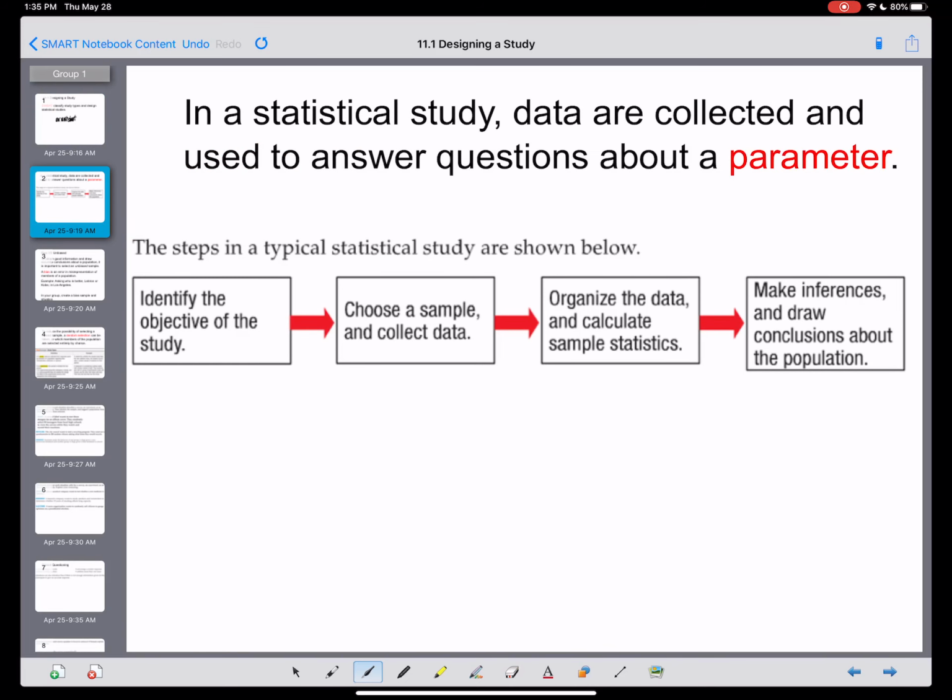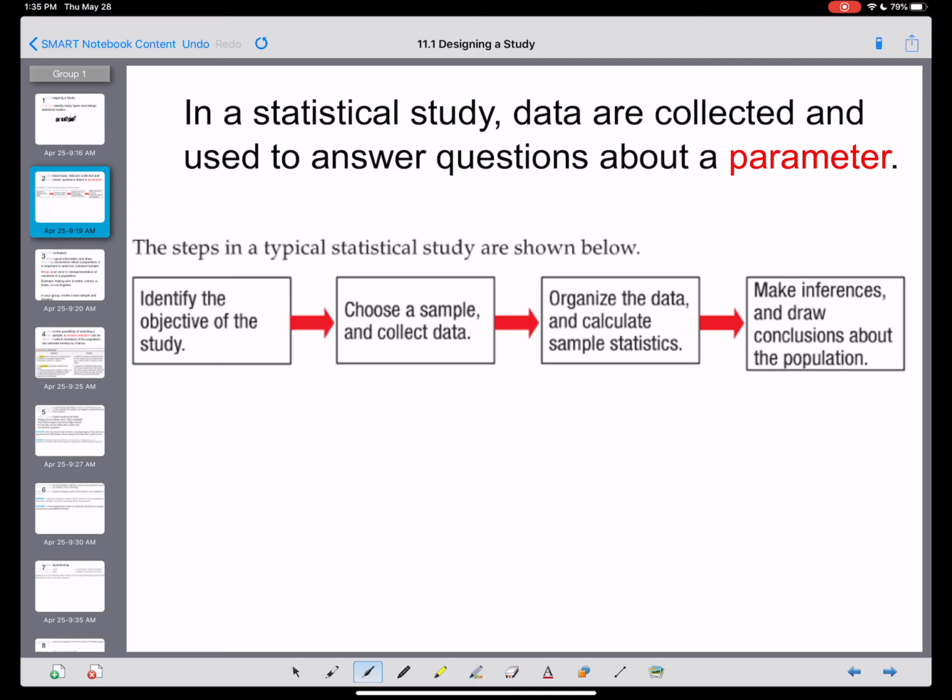The first thing that we're going to talk about is that in a statistical study, data are collected and used to answer questions about a parameter. A parameter is essentially something that we're curious about. Examples of parameters could be the height of a person or the test results, right? Those are all parameters. It's the thing that you're looking for in an experiment.